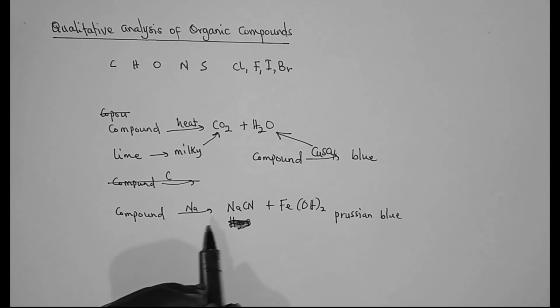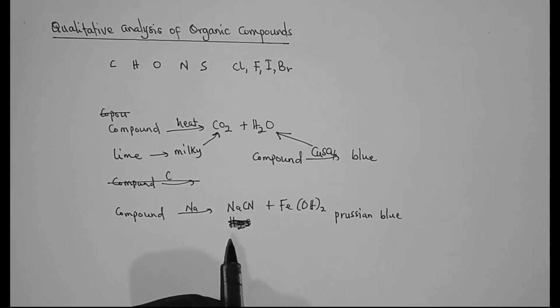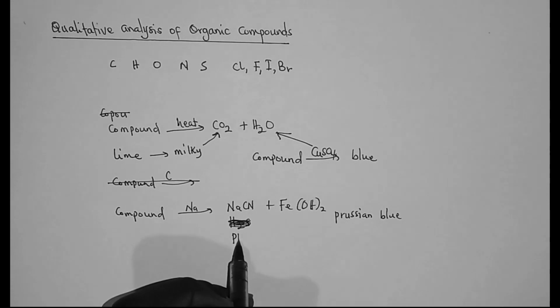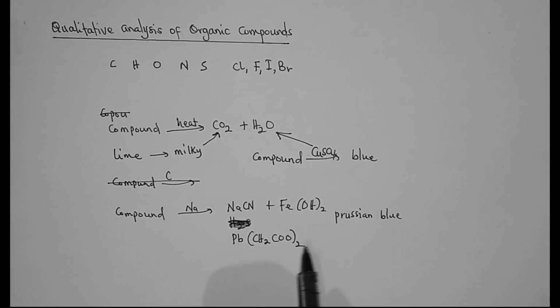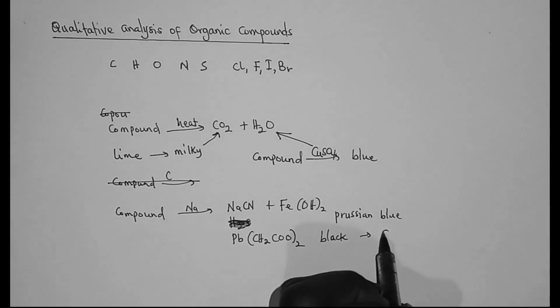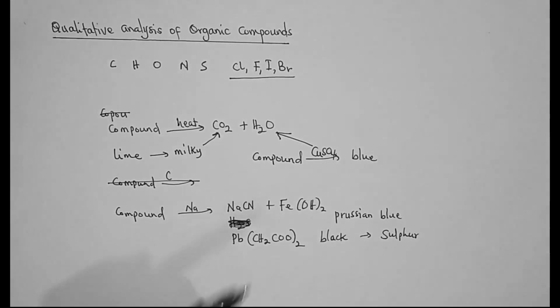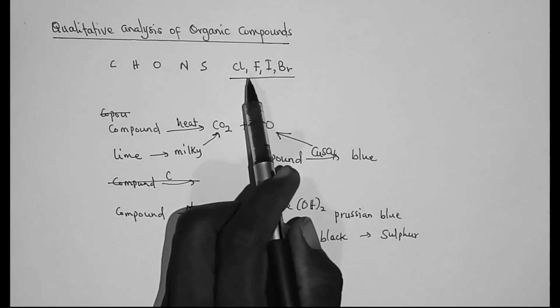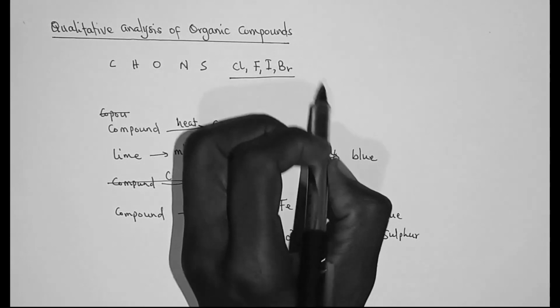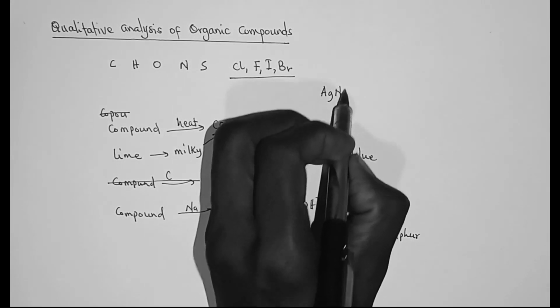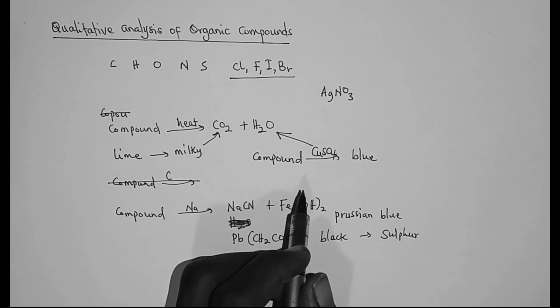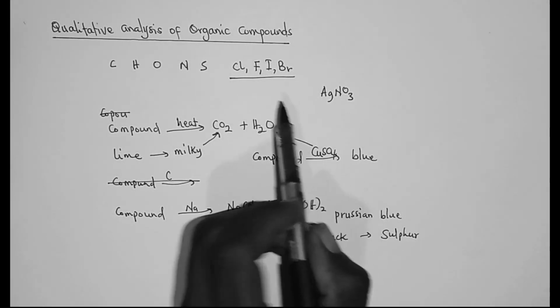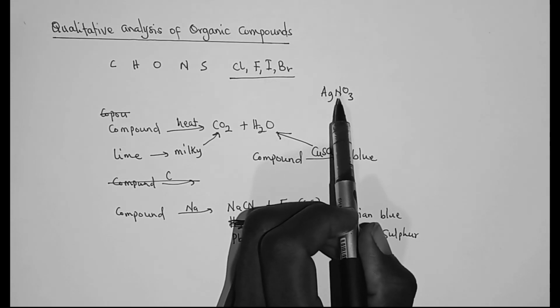For the presence of sulfur, after you are done with the sodium fusion test, what you need to do is to add lead acetate. So when you add lead acetate, the solution will turn black. When the solution turns black, then it confirms the presence of sulfur. For the halogens, you will still go through the same sodium fusion test. After you are done with the sodium fusion test, then the next thing you need to do is to add silver nitrate. When you add silver nitrate, it will convert the various halogens into their halide forms.